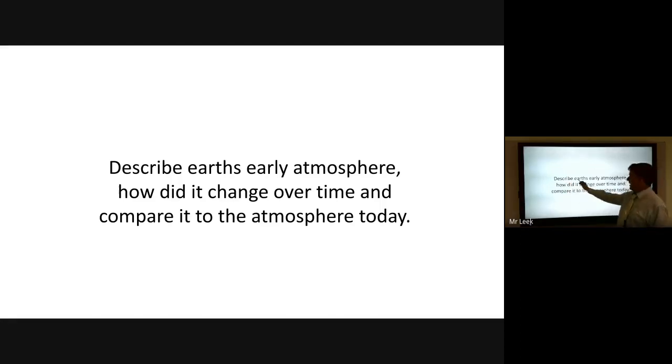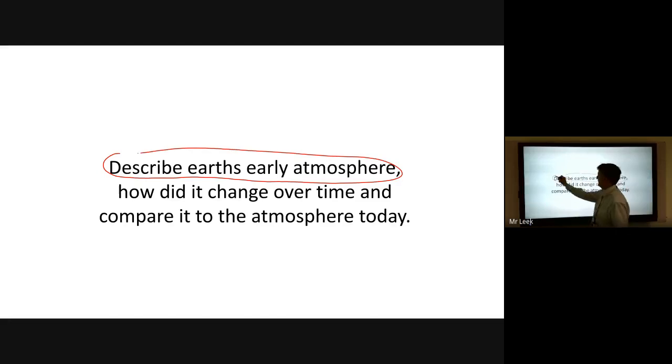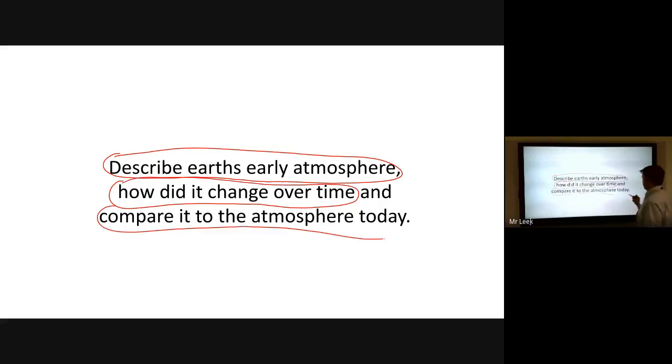It's: describe Earth's early atmosphere. How did it change over time? And compare it to the Earth's atmosphere today.